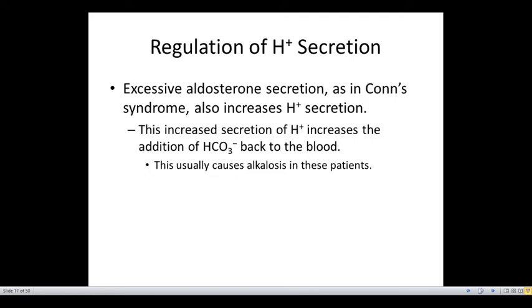Excessive aldosterone secretion, as in Conn's syndrome, also increases hydrogen ion secretion. This increased secretion of hydrogen ions increases the addition of bicarbonate ions back to the blood. This usually causes alkalosis in these patients.